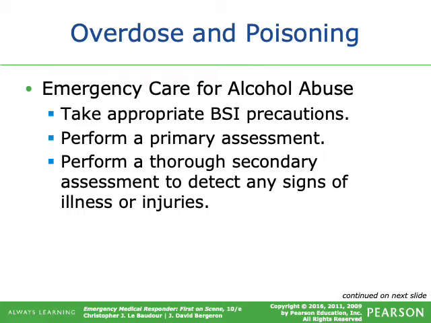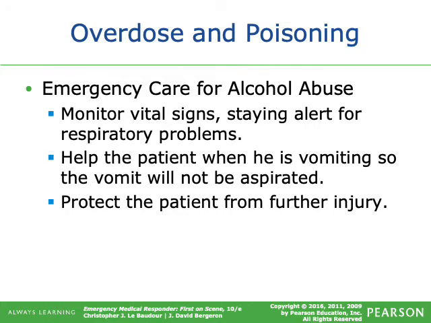Emergency care for alcohol abuse is going to be to take standard BSI precautions, perform a primary assessment, perform a thorough secondary assessment to detect any signs of injury and illness, monitor vital signs, staying alert for the patient's respiratory problems, help the patient when he is vomiting so the vomit will not be aspirated, protect the patient from further injury.